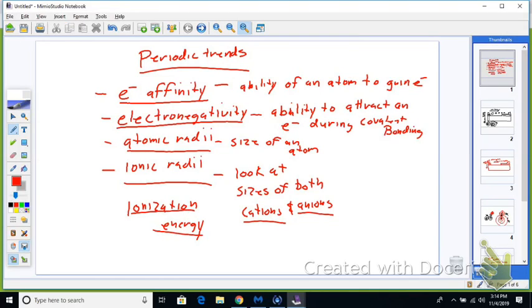These two are combined. Ionic radii and ionization energy, they're going to be kind of combined when we talk about them. Okay, going back to our circles that I had drawn out.